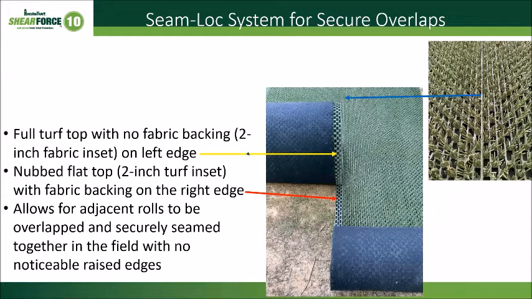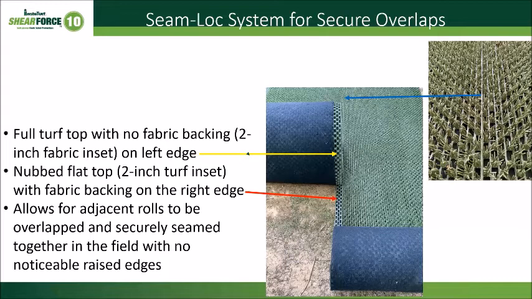Now, this seam lock system is something that we just started adding to the product. Basically, it allows us to form an overlap between adjacent rolls that sits fairly flat and unobtrusive. You can imagine this is 1-inch thick turf, and if you just overlap the edges of two rolls, you get a 2-inch bump there.